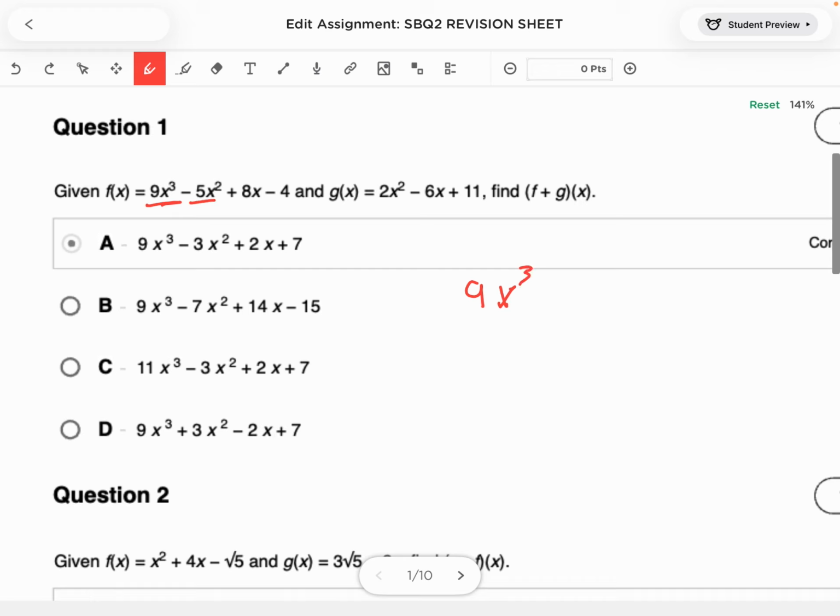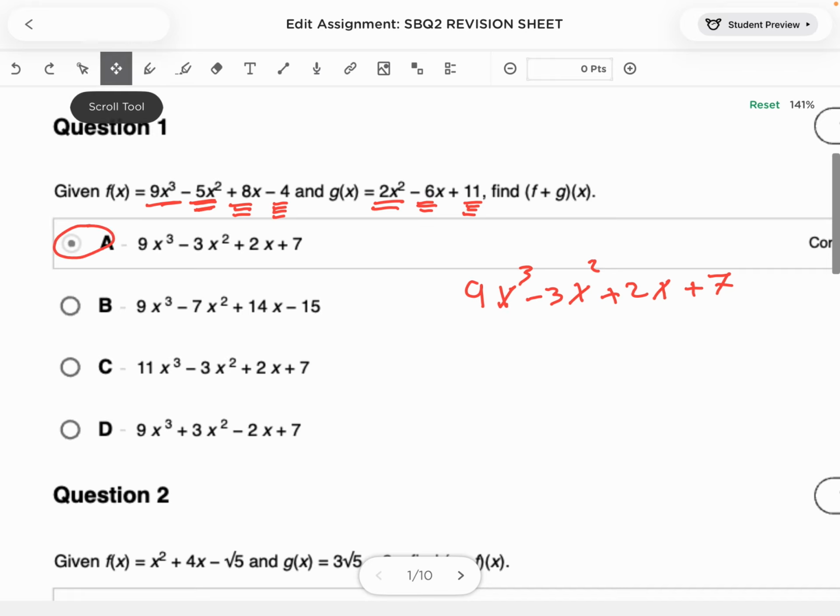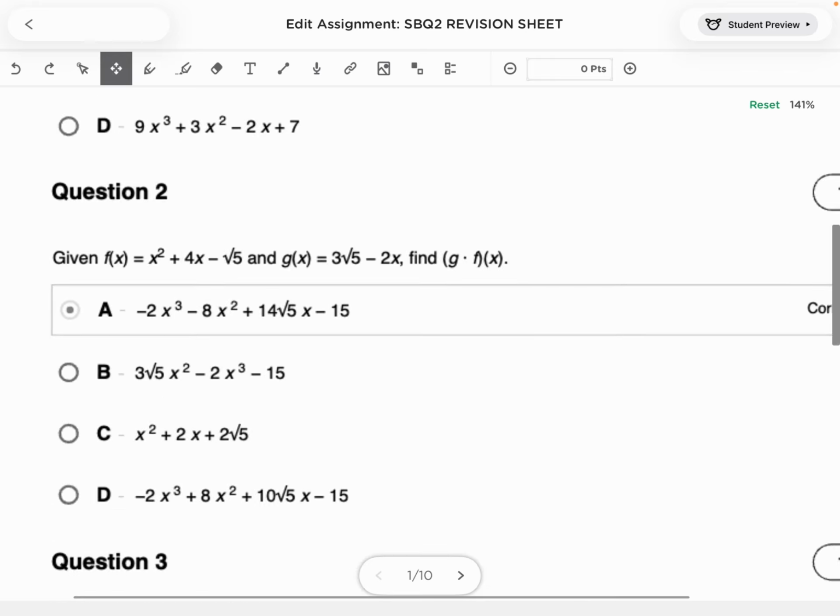power 3. Negative 5x plus 2x is negative 3x squared. Plus 8x minus 6 is positive 2x. Minus 7 plus 11 is positive 4. So the answer is A. The answers are already written, but we are reminding you by this.